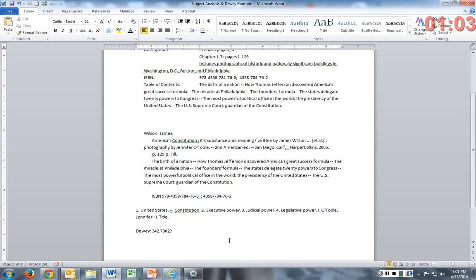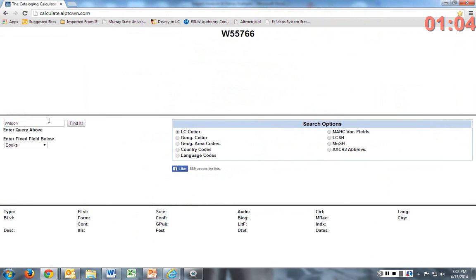Now, I asked you to do a call number. And when you do a call number, the Dewey number is the classification number. A call number consists of the Dewey number along with the cutter. So we need to add a cutter. Cutter is not included in second level cataloging, but I did ask for a call number, so I do want a cutter. And I gave you a link to the cataloging calculator. Oops. I should erase that.